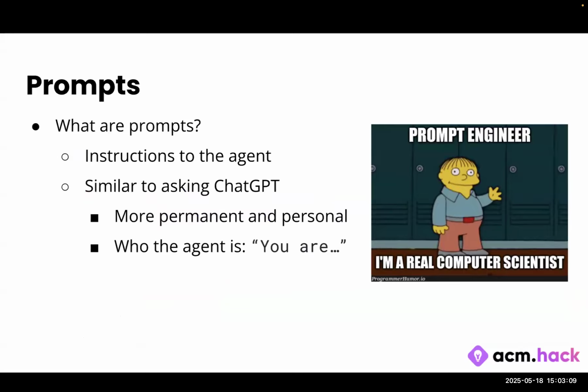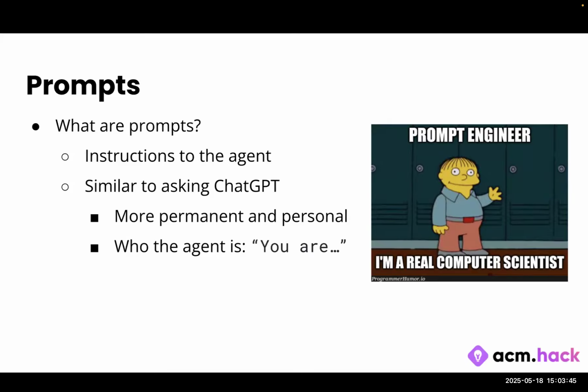Prompts. So this is the main way we tell our agents how to do their tasks. So it's basically instructions to the agent. You can think of this as how you give instructions to ChatGPT. For example, you give them an instruction like solve this math problem, but instead of giving instructions to solve something specific, the prompts we're going to be giving to our models are more permanent and more personal. We're just telling them who they are. So yeah, you are a researcher, for example.